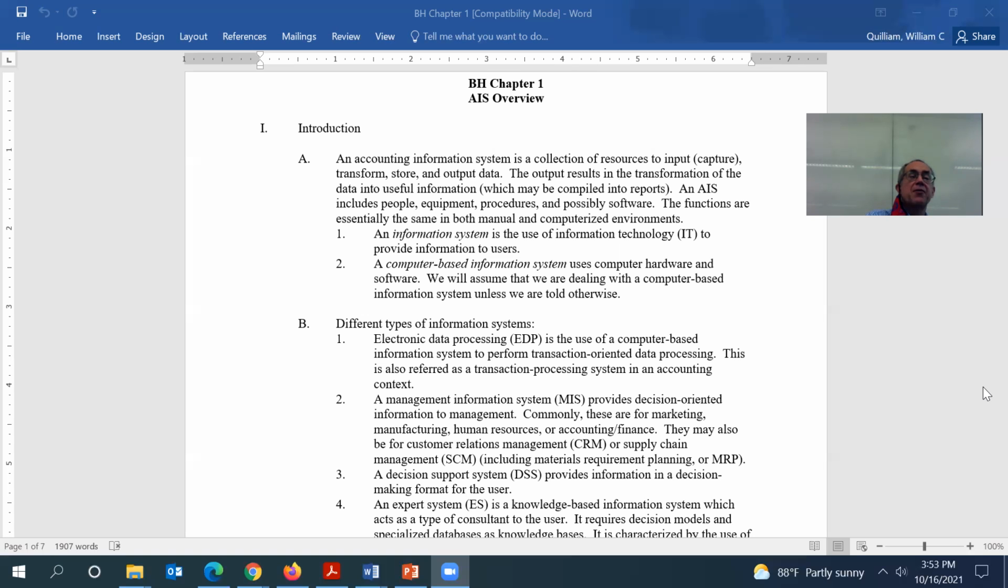And then there are some different types of information systems. One is electronic data processing, EDP. It's the use of a computer-based information system to perform transaction-oriented data processing. In other words, process one transaction at a time, like one sale at a time. It's also referred to as a transaction processing system in an accounting context. Again, processing just one transaction at a time. And of course, as an auditor, we're very concerned that each transaction is processed properly. There are no misstatements.